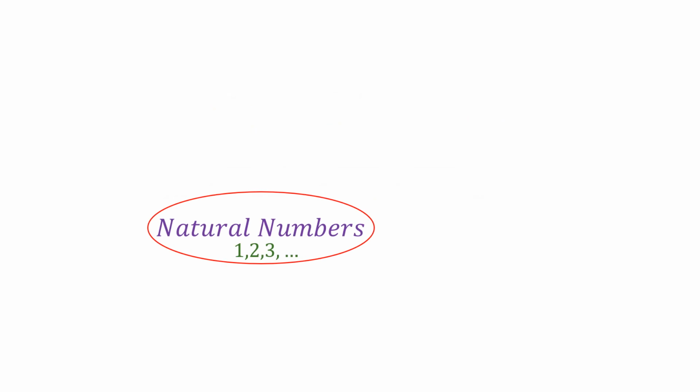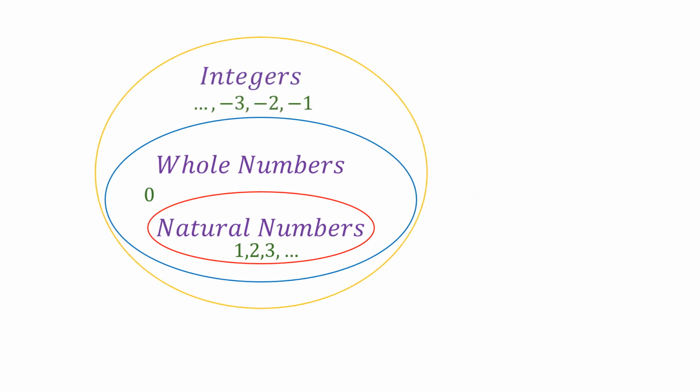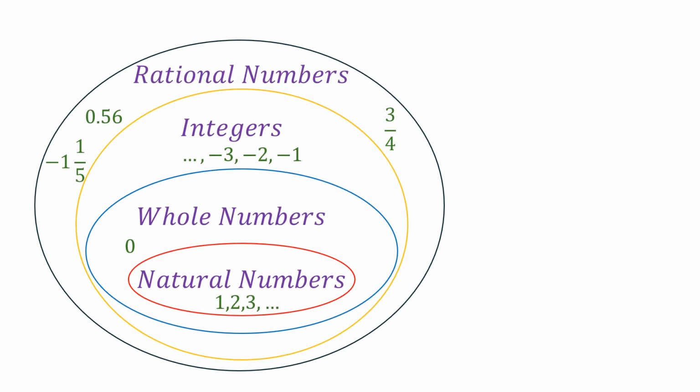All right, so we'll summarize everything with this illustration. We have natural numbers 1, 2, 3, and so on. These are counting numbers, or natural numbers. If you include 0, natural numbers are a subset of whole numbers. And if you include negative numbers, the whole numbers and natural numbers are a subset of integers. Now, if you include the fractions and the decimals, we have rational numbers. So the natural numbers, whole numbers, and integers are a subset of rational numbers.